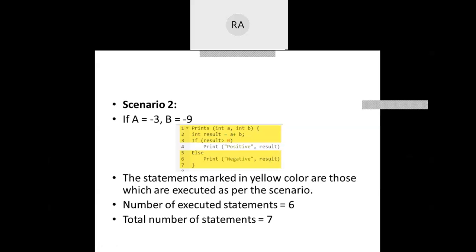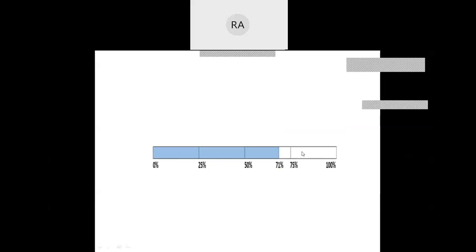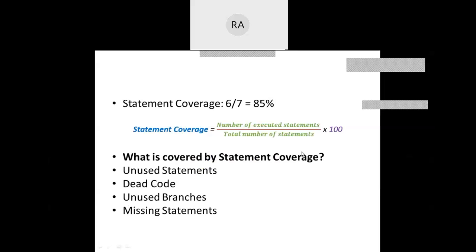So how many statements are getting executed here? 1, 2, 3. This has been skipped. 4, 5, and 6. So totally 6 statements are being executed out of 7 statements. So statement coverage is going to be 6 divided by 7 into 100, that is going to be 85%, and you have to indicate it via a diagram like this. 85%. This is how I arrive at a quantitative measure associated with statement coverage.